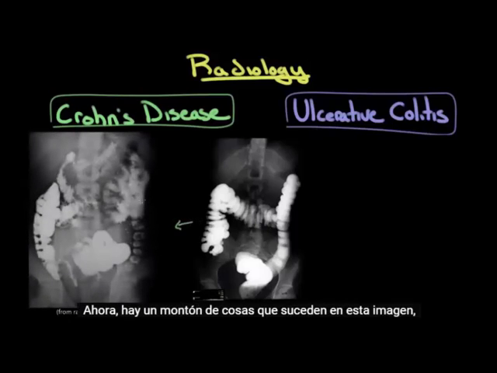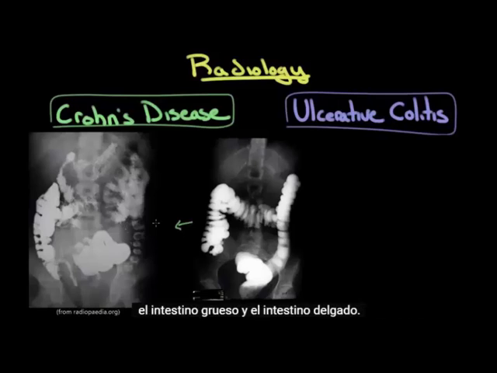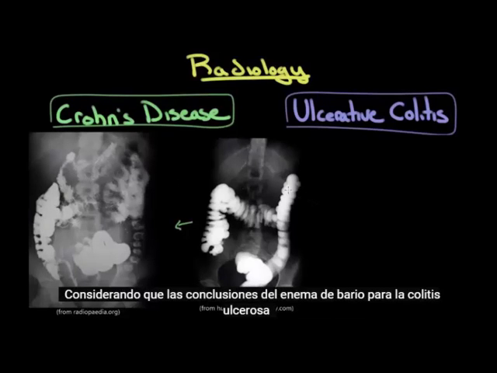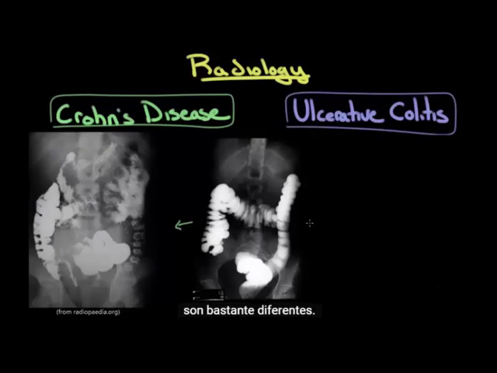Now, there are a lot of things going on in this image, but what I want to point out is that you'll notice the inflammation is occurring in both the large intestine as well as parts of the small intestine, and it's intermixed by fairly normal-looking sections of intestine. This is characteristic of Crohn's disease, which are those skip lesions that occur both in the large intestine and the small intestine. Whereas the findings of a barium enema for ulcerative colitis are fairly different.